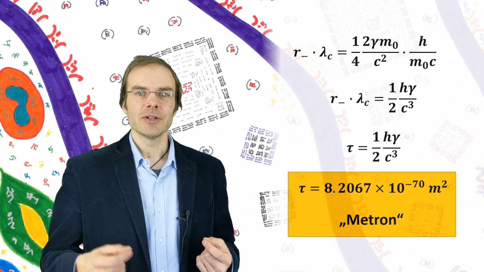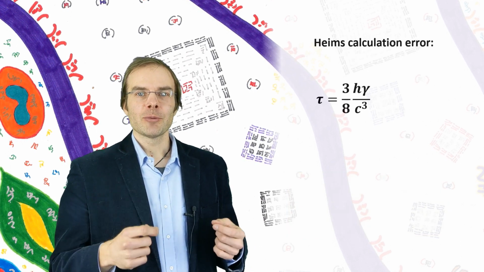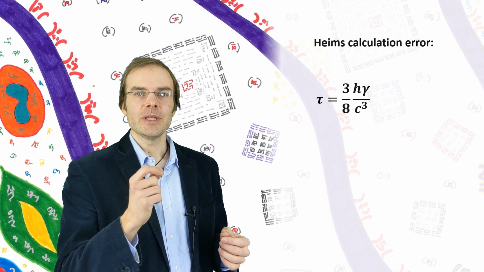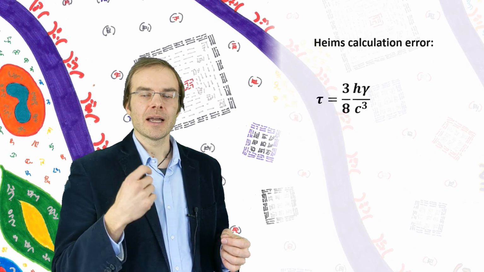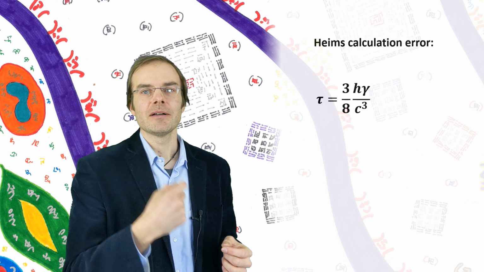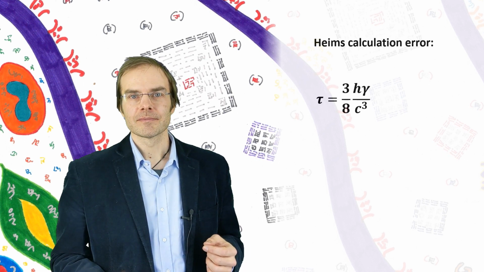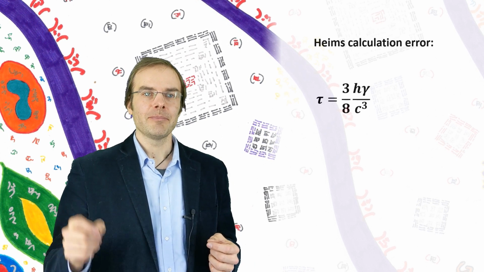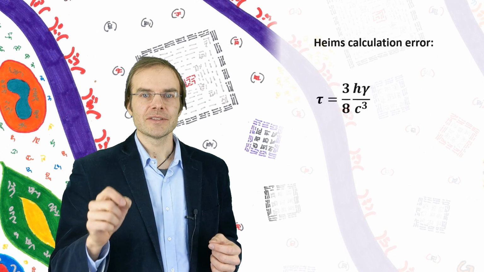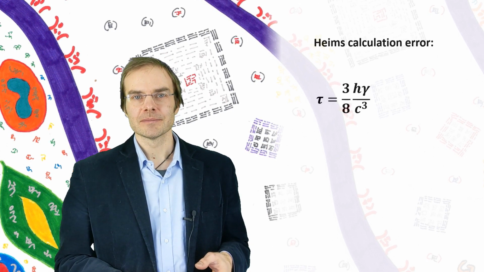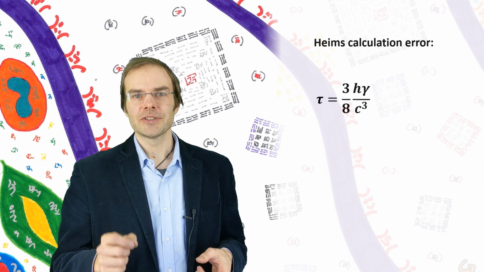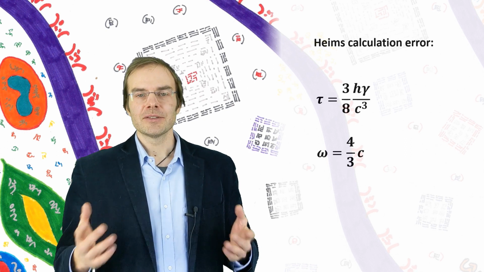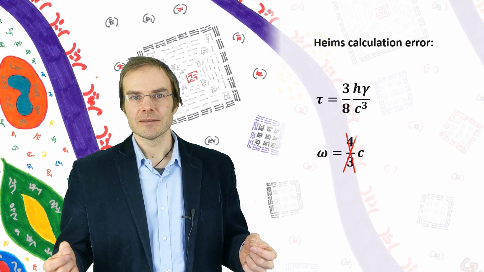Heim has made a calculation error in his deduction which led to a wrong propagation velocity of the gravitational field. So his tau value, which you find in his books, will be 8 by 3 times h gamma by c cubed. But this is definitely wrong by a factor of 3/4. If you want to make calculations based on the formulas that he gives in his books, you must pay attention to that. The propagation velocity for gravitation he got was then 4 by 3 times the speed of light, but in truth it is actually the singular speed of light, omega equals c.